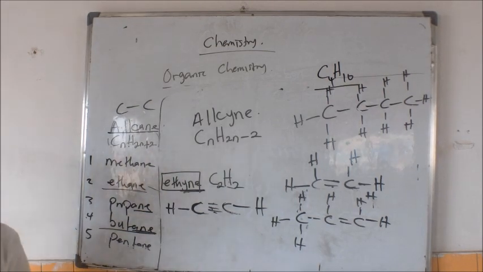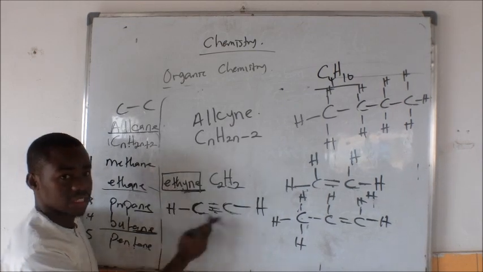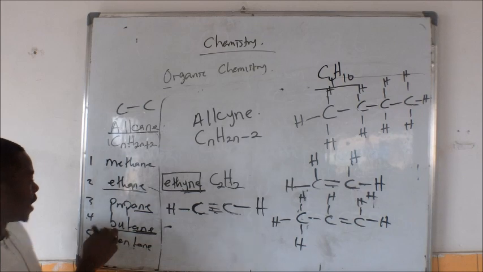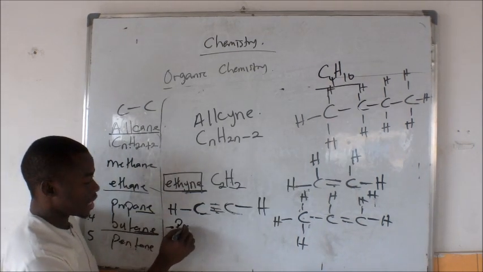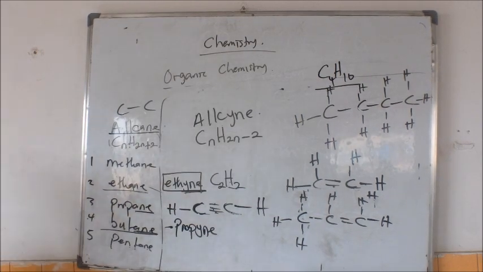You put hydrogen. Now this is ethyl. Now the second one, let's say it is propyne. That is for n equal to 3.